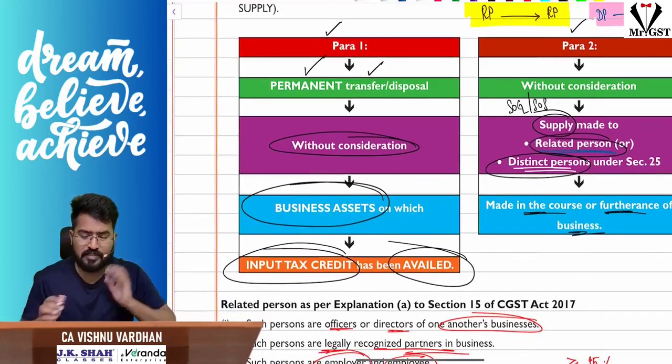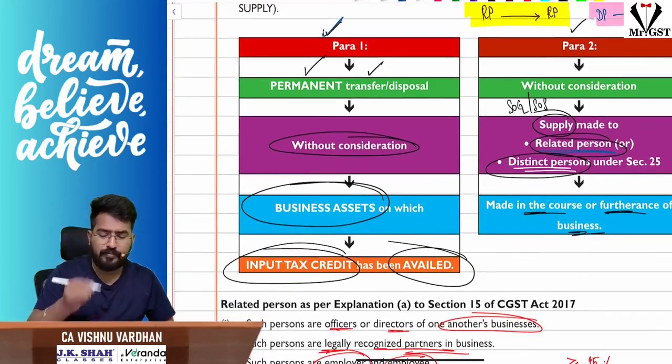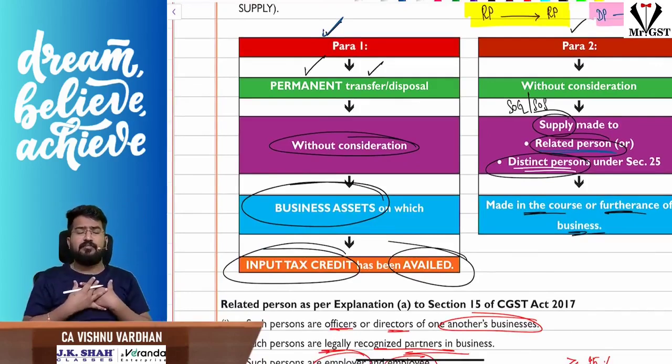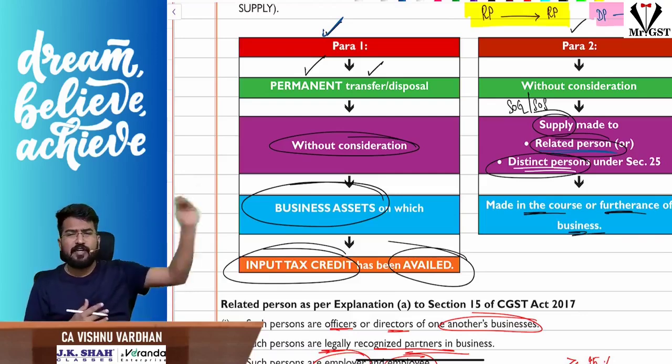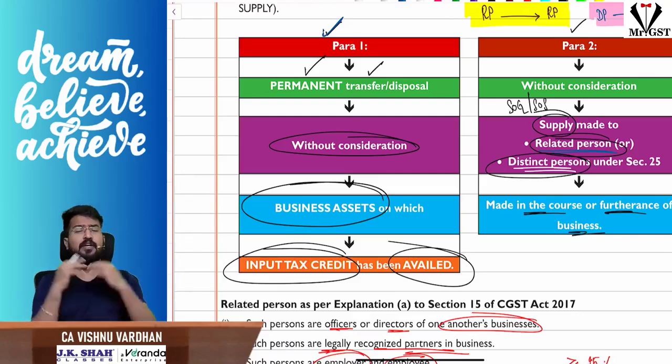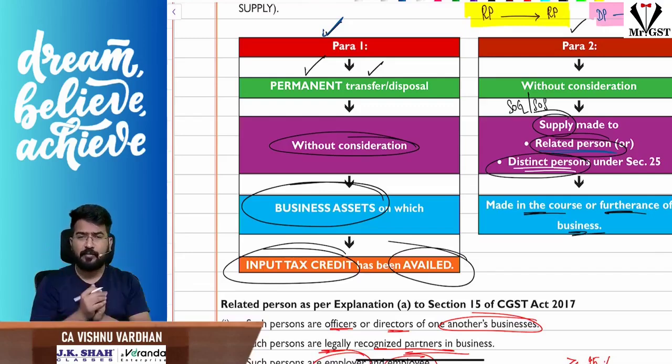First activity, para 1. Para 1 says permanent transfer or disposal of business asset on which ITC was taken. That means we have purchased some goods, we have booked them in our books, took ITC, and we are freely disposing that to some other person. For example, you are a chartered accountant in practice running your business. For your business purpose, you are buying a laptop, showing that it is a business purpose, you are buying a MacBook and gifting it to your girlfriend on Valentine's Day.